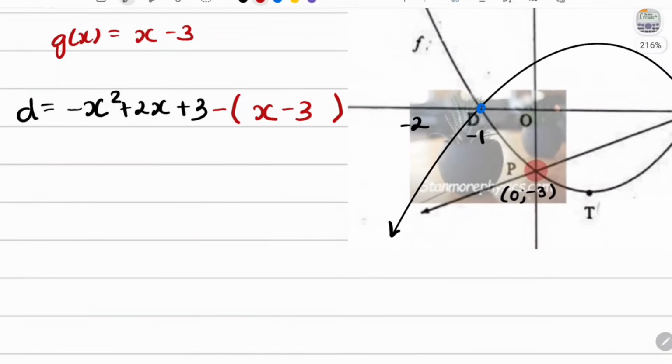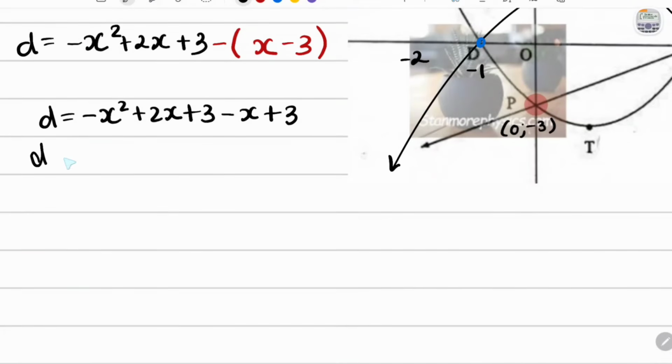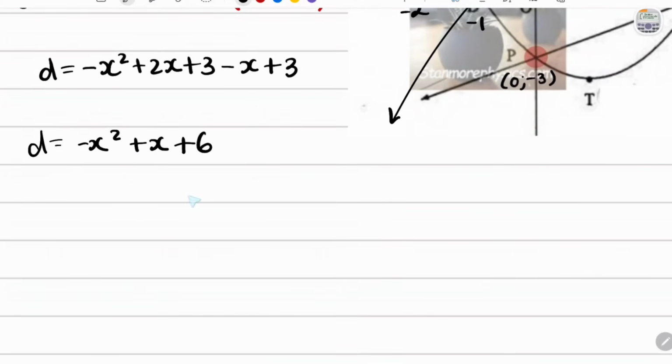So our vertical distance, not maximum yet, just the vertical distance, is negative x squared plus 2x plus 3. Then you distribute here, minus x, and that becomes a plus 3. Okay, so distance is just negative x squared, and we have 2x minus x, which gives you positive x, and 3 plus 3, which gives you positive 6. So this is what we have. Do you see that the distance of h minus g is expressed as a parabola?